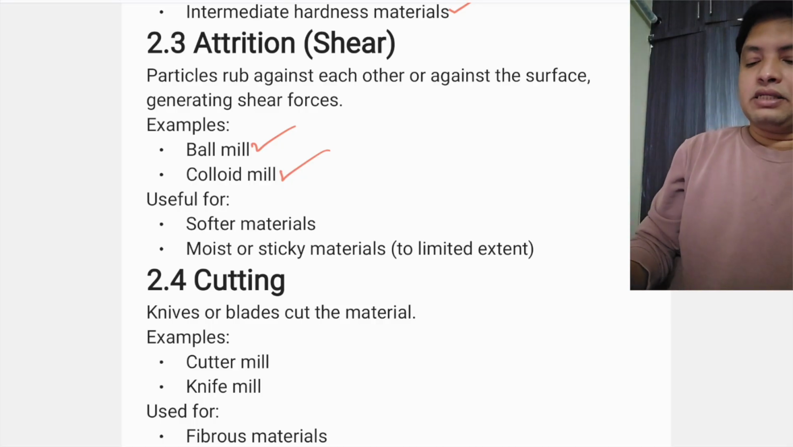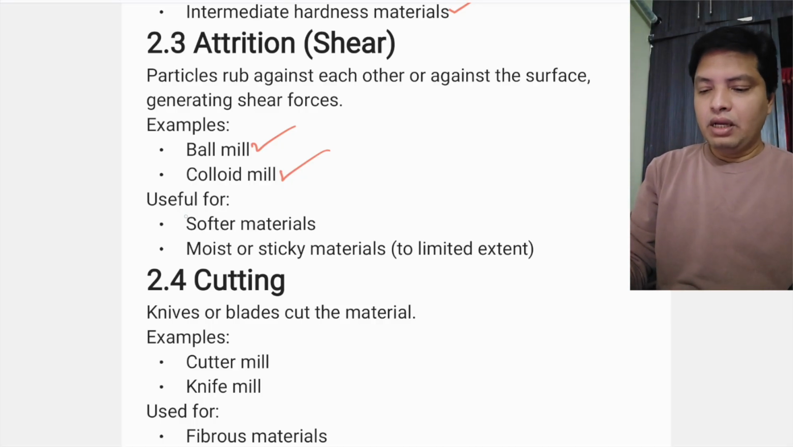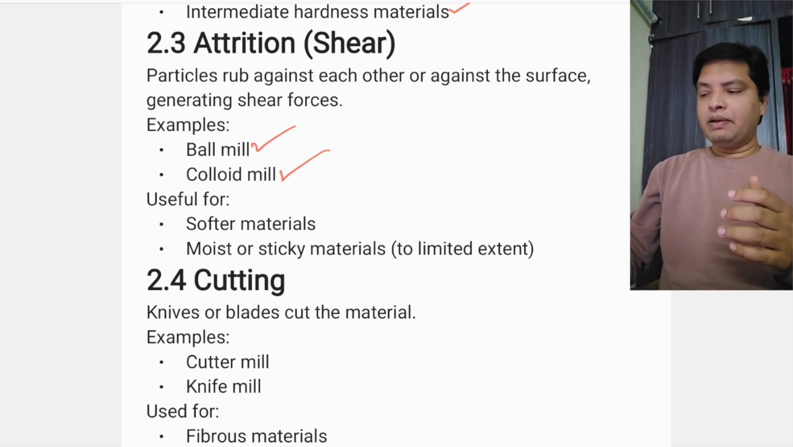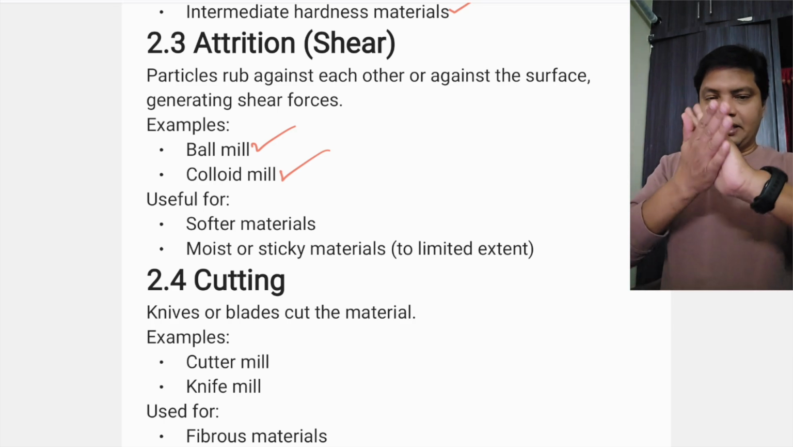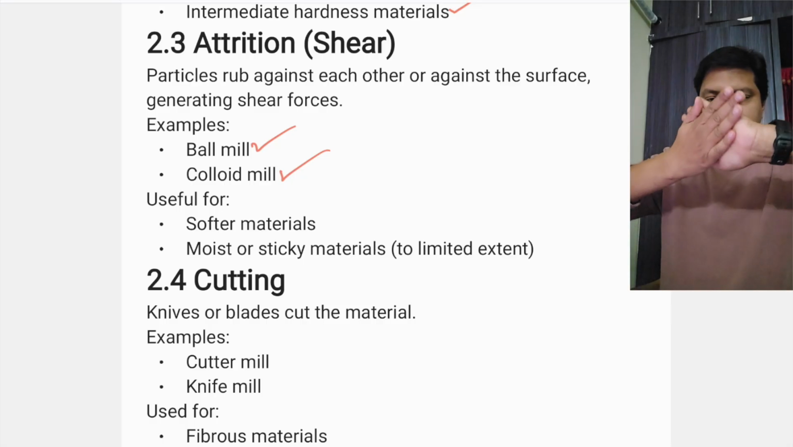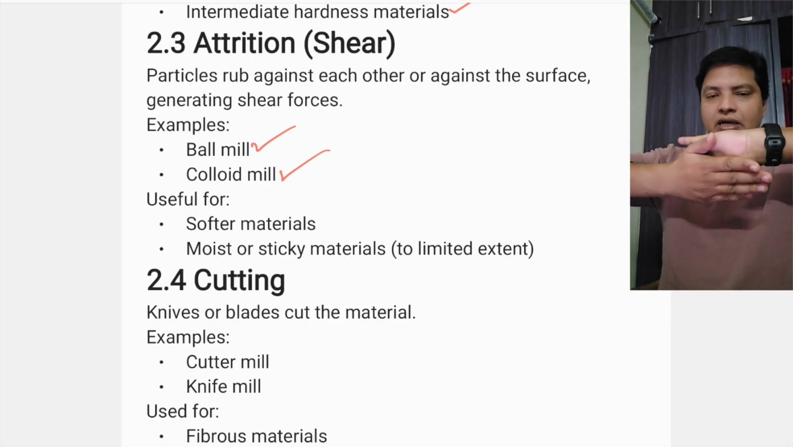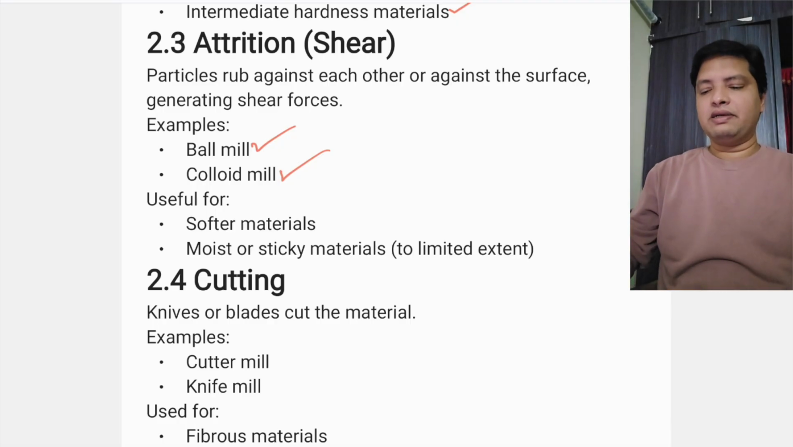In the colloidal mill, the particle will be caught between the two plates. So two plates will be rotating like this, and the particle will be caught between the two plates like this.